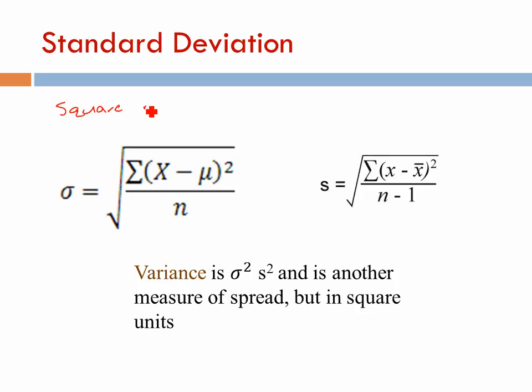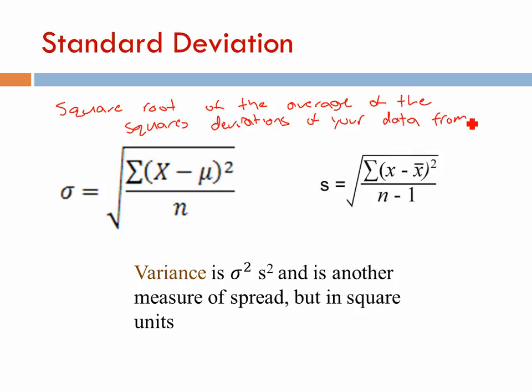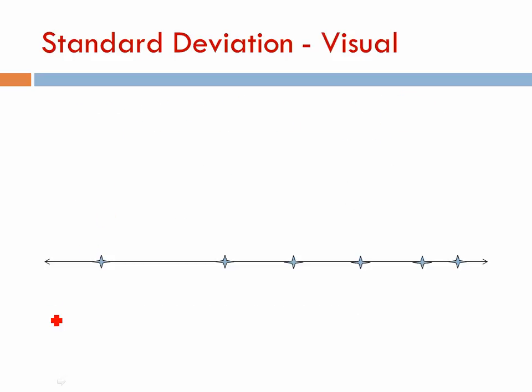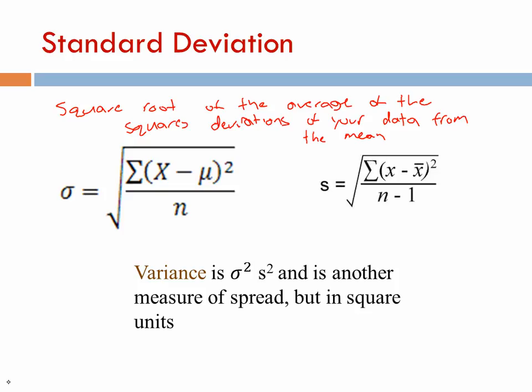Good. Square root of the average of the squared deviations of your data from the mean. Okay, here's essentially what it means, in a visual way. Sorry, did you get all that down? Square root of the average of the squared deviations of your data from the mean.